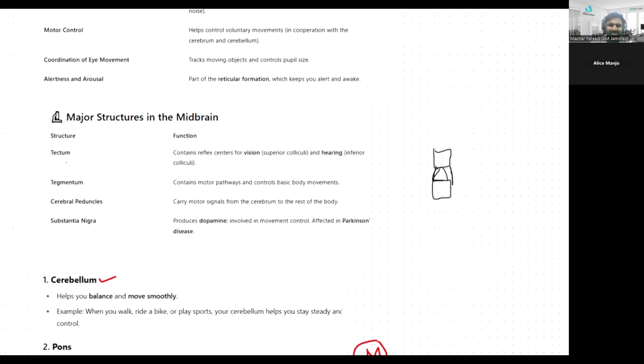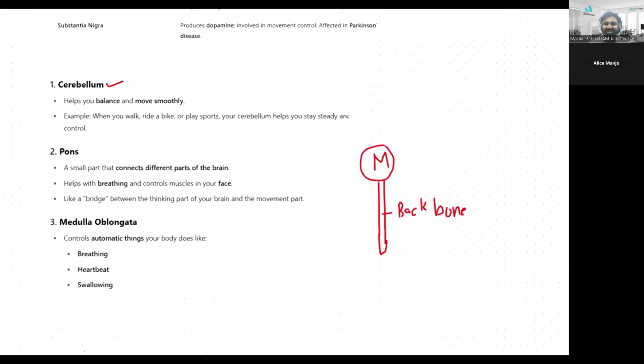And these are the portions of the hindbrain. The hindbrain has 3 major portions: the cerebellum, pons, and medulla oblongata. The cerebellum helps to balance and move smoothly. The cerebellum also controls the learning of behavior. Behavioral memory is stored in the cerebellum.